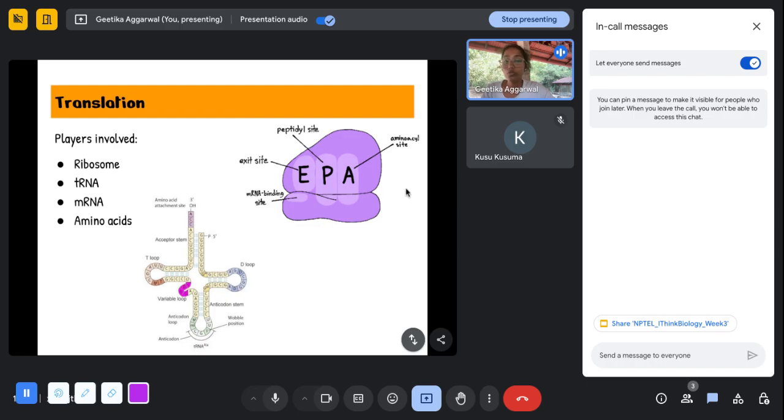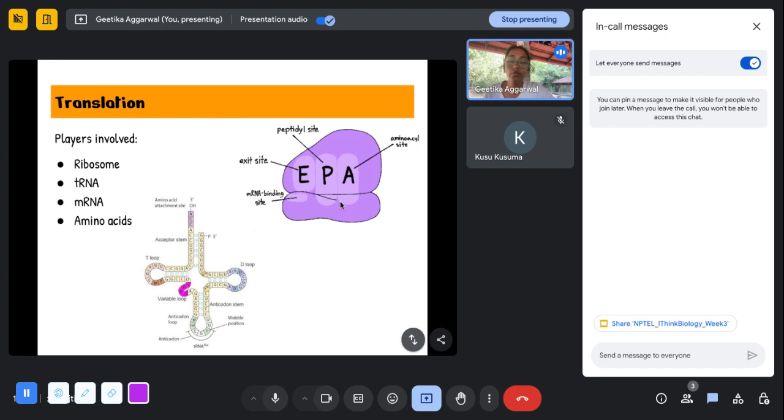So here is a ribosome. There is this larger subunit of the ribosome and the smaller subunit of the ribosome, and it has these three sites: A, P, and E. The A is the aminoacyl site, P is the peptidyl site, and E is the exit site.